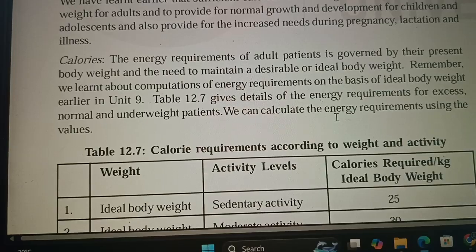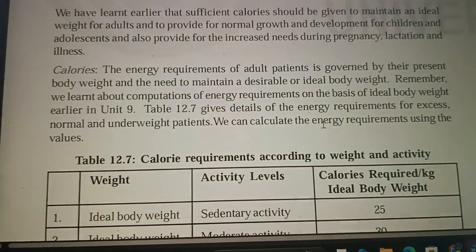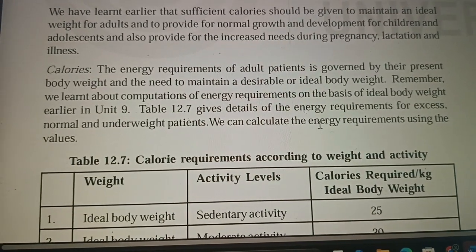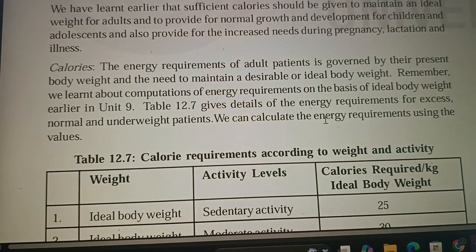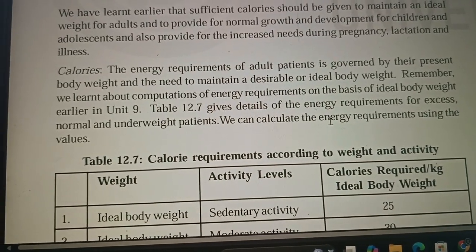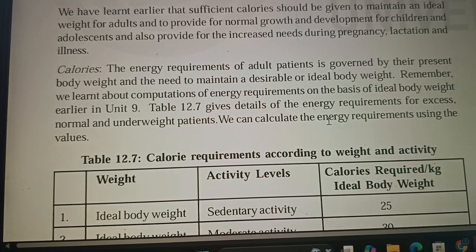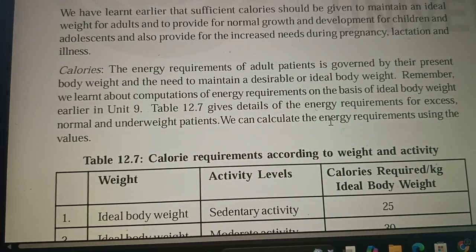Remember, we learnt about computations of energy requirements on the basis of ideal body weight. As I said, based on the ideal body weight, we'll calculate the entire process. Okay, this gives details of energy requirements for excess, normal and underweight patients. We calculate what the energy requirements are.